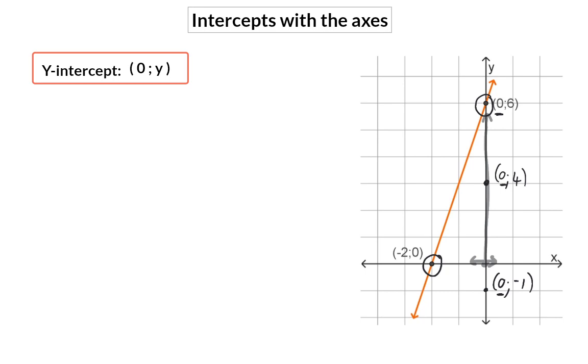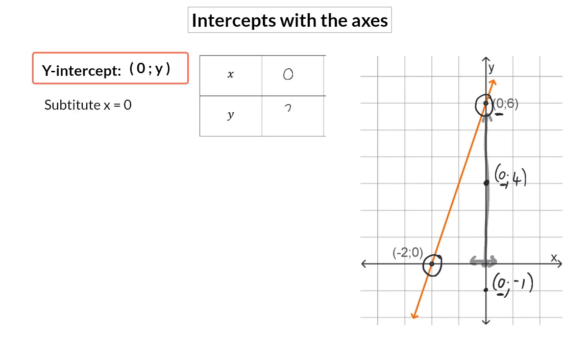So to determine the y-intercept of a specific equation, just like in our table method, we can substitute the x value with a 0 to determine the y value that goes with it.